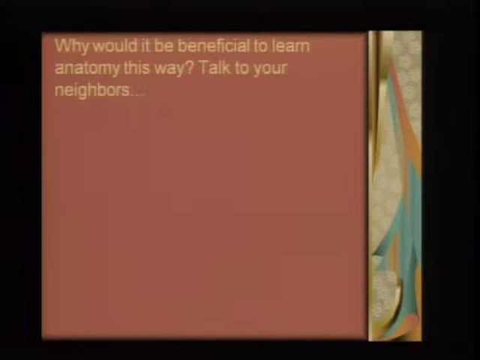All right, so why would we teach anatomy this way? Because actually, I have a chance to visit with other anatomy professors across the country, and they don't all teach anatomy this way. So why am I going out in left field and wanting to teach anatomy in this way? Why don't you talk to your neighbors and see if you can figure out why this crazy woman at the front of the class thinks this is a good idea, all right?